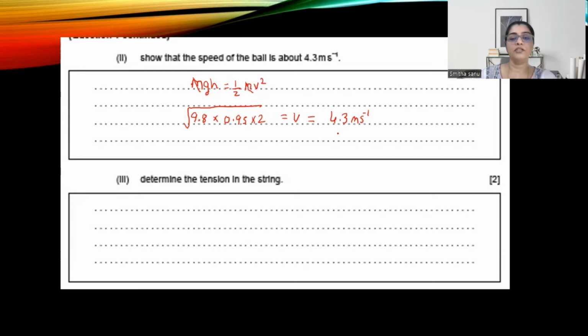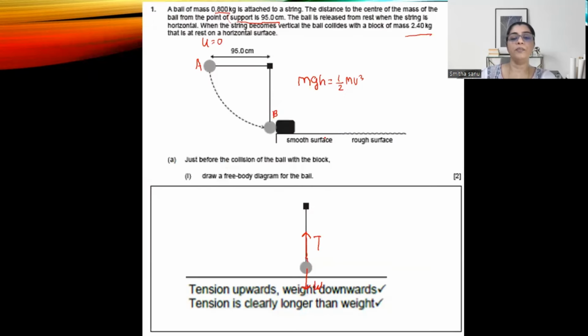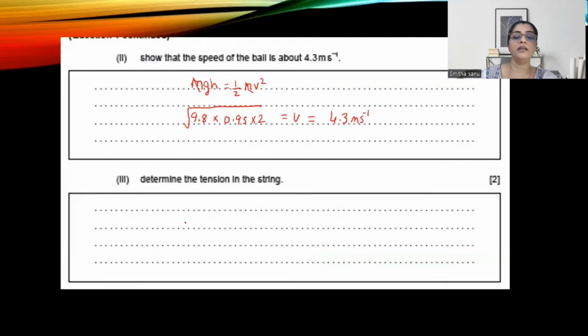Find the tension in the string. So to find the tension in the string, I should apply the FPD equation. You can see for circular motion, the inward force is tension, outward force is weight. So tension has a positive magnitude, weight has a negative magnitude. So if I apply that, tension minus the weight is equal to mass times acceleration, which is mv square over r. v, we already got it here. So let's substitute. Tension is what is asked. Tension is equal to mv square over r plus w.